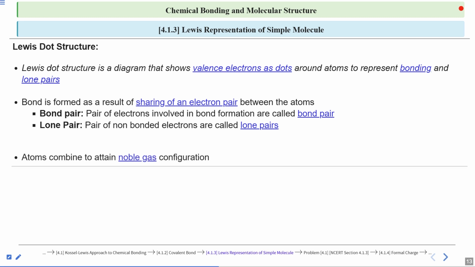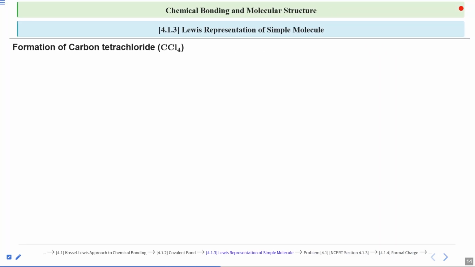Now, why are they combining? We already know it. They are combining to get the noble gas configuration. Let us take the example of carbon tetrachloride to understand the same. So, what is the electronic configuration of carbon? It will be 2s2 2p2 for the valence shell and helium for the inner core electrons. So, it has a total of 4 valence electrons in the outermost shell.